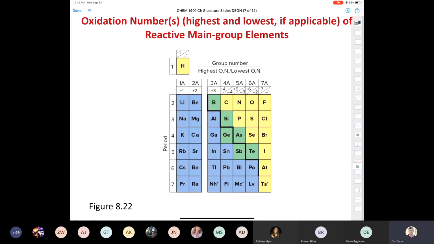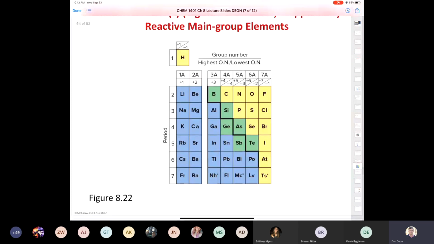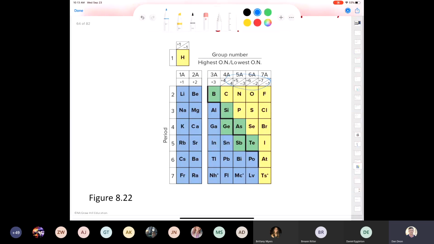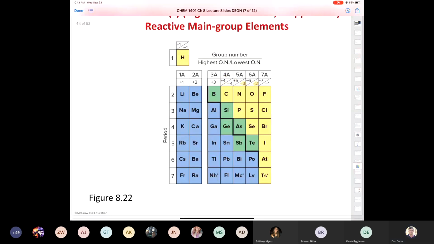Here are the oxidation numbers, highest and lowest, if applicable, for reactive main group elements. You can see that the metals are more limited in the number of oxidation states for main group elements, but the non-metals can take on various oxidation states. Anyhow, my general rule still stands, that oxygen will gain 2 electrons, nitrogen will gain 3 electrons. Carbon is tricky, it can have a whole plethora of oxidation states.